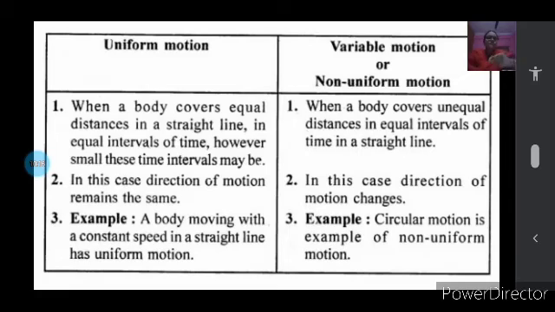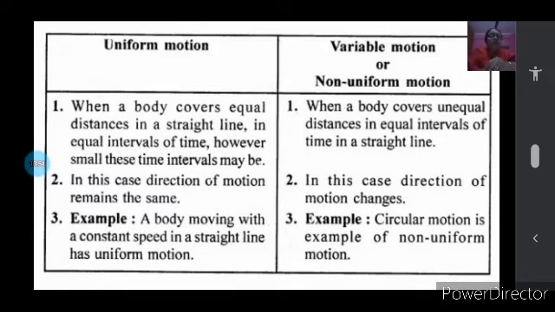So what is uniform and non-uniform? Uniform motion is when a body covers equal distances in a straight line in equal intervals of time. I have shown you an example, so you will be able to understand the definition. However small these intervals are, even 0.1 second, if it is able to keep the time intervals equal, then we call it uniform motion. In this case, the direction of motion remains the same. That's why we specifically say that the object is moving in a straight line. One example I have already shown you, and you can write an example on your own also.